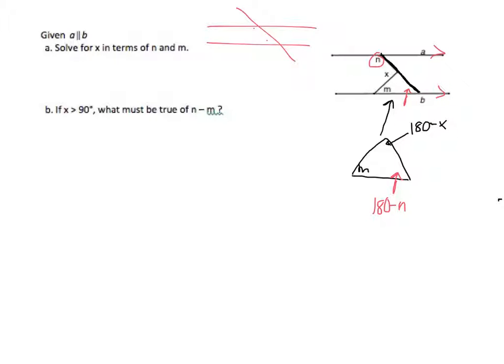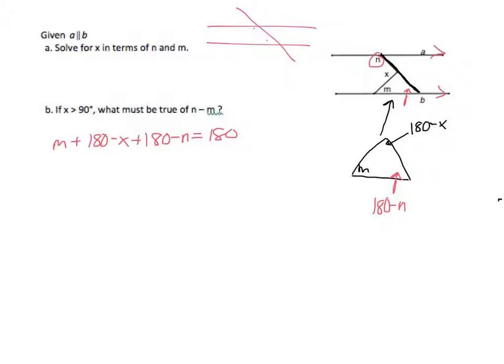So what we're going to do with those three is add them up and set them equal to 180. We have x, n, and m, and we want to set them equal to 180 in terms of this picture, because we know that the three angles in a triangle add up to 180. So I'm going to take m plus 180 minus x plus 180 minus n, and that whole thing will equal 180 degrees.